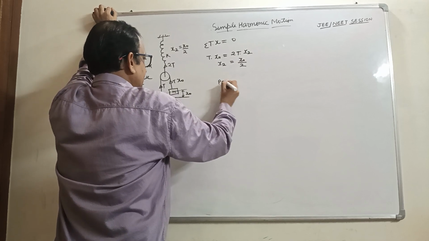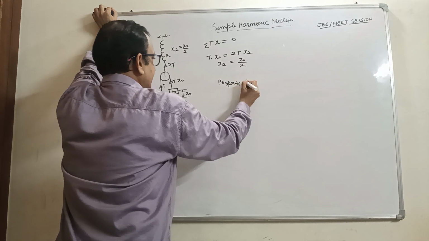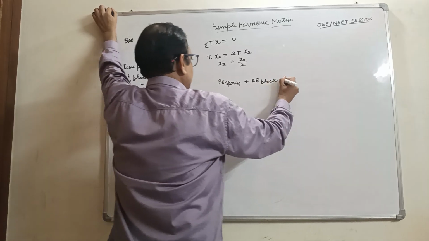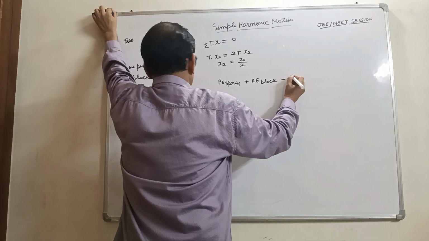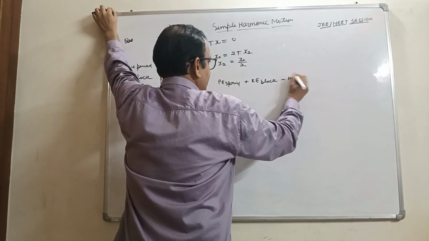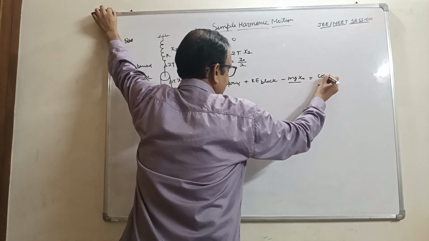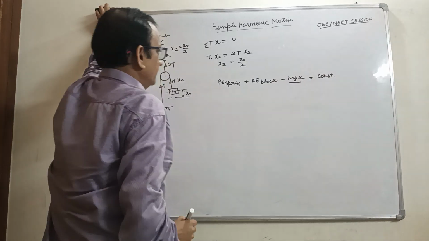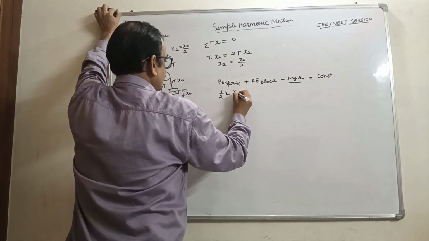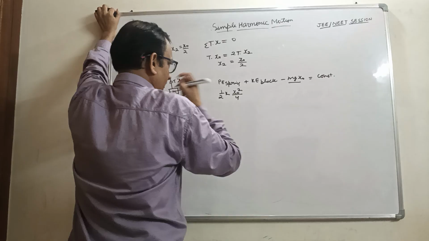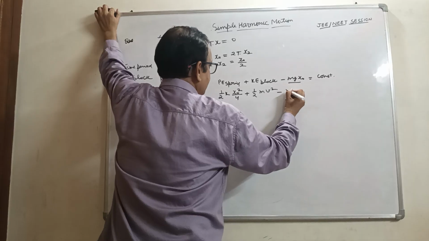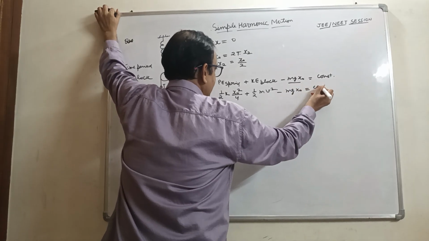So write here: potential energy of the spring, kinetic energy of the block, and this would be negative, and this is a constant force, the gravitational potential energy mgx naught. This is constant, and total energy is constant. So spring energy will be half kx square, x is equal to x naught by 2, so this would be x naught by 4, and kinetic energy of the block half mv square, and this is mgx naught, this is constant.